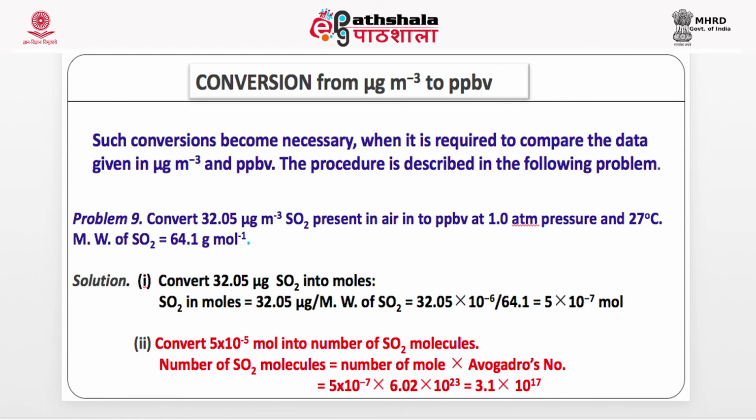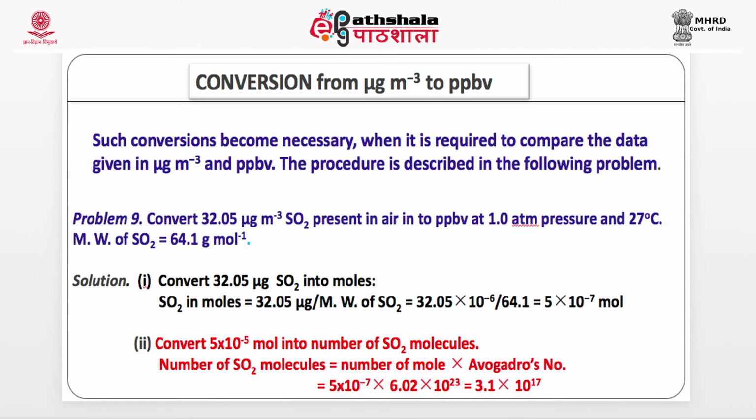Conversion from microgram per meter cube to ppmv. Sometimes it is necessary to convert. Actually, in literature you have different data on NO2 concentrations worldwide. Some people have reported in one unit, some in a second unit, some in a third unit. How to compare them? You have to use conversions from one unit to another to bring them to the same unit. That's why this kind of conversion is necessary.